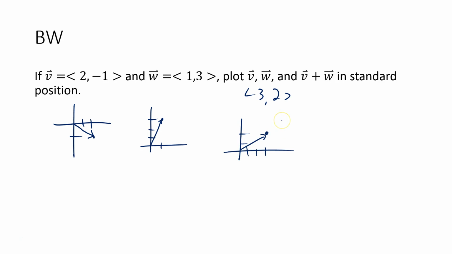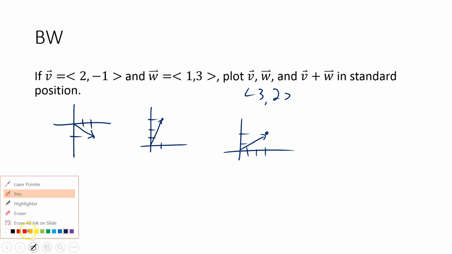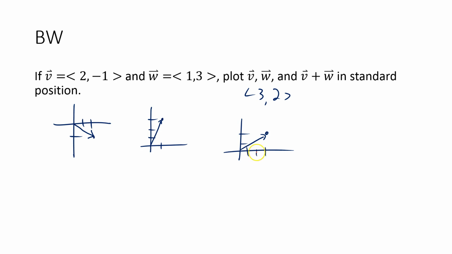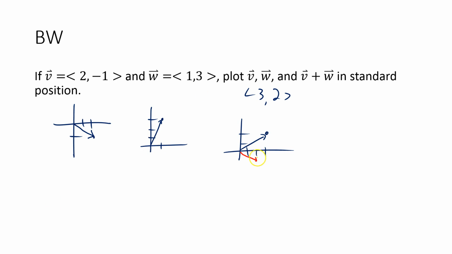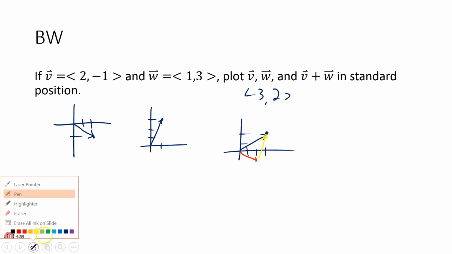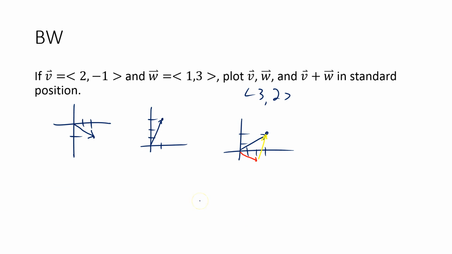Okay. Remember, we have that property where if we were to put these in standard position, let's put v in red. So v is 2, -1, something like that. And then maybe we'll use yellow to show that if we add w to that, it's going to end up getting right to the place where v plus w is. So vector addition, not that hard. We've seen it back at the beginning of chapter 6. So now just bring it back here because it's going to relate to what we're going to do today.